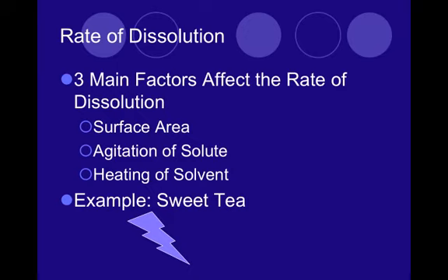Agitation of your solute. So you can make things dissolve faster if you agitate them. Simply stir it. If you stir your sweet tea, you're going to get your sugar to dissolve faster. And then lastly, if you heat your solvent, if you heat up your tea before you add the sugar, it'll make it dissolve a lot quicker.